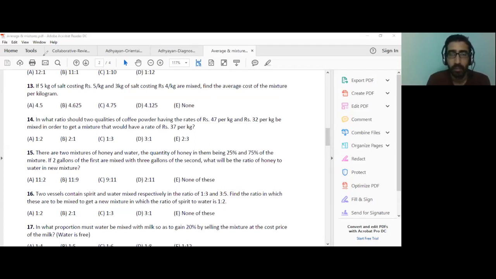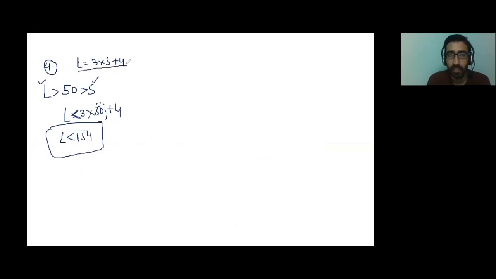Yeah. The largest number is 3 times the smallest number plus 4. That's the equation we have. Since the smallest number is less than 50, it could be 49.9999. We don't know that. It's less than 50. So even if I were to keep the smallest as 50, just to check, let's keep smallest as 50.